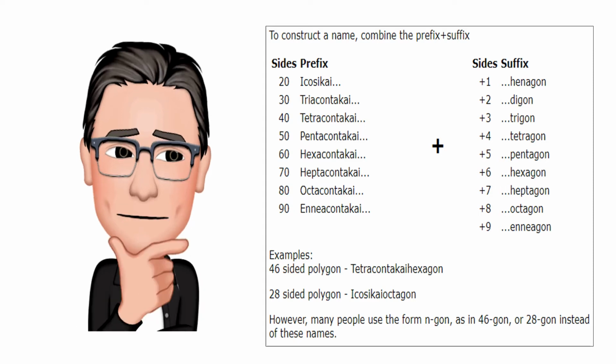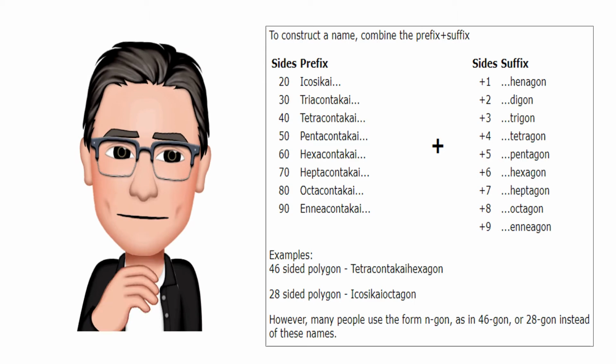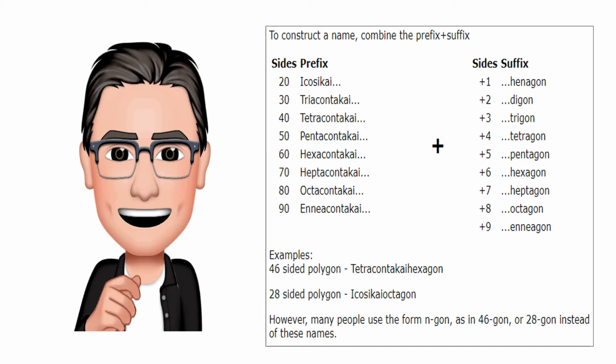Examples: a 46-sided polygon, tetracontahexagon; a 28-sided polygon, icosaoctagon. However, many people use the form n-gon, as in 46-gon or 28-gon, instead of these names.